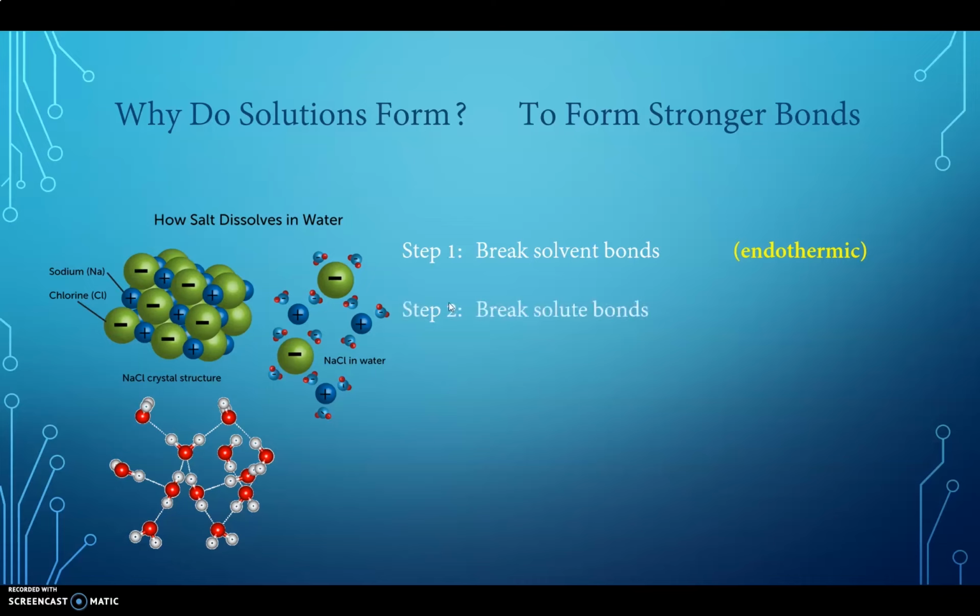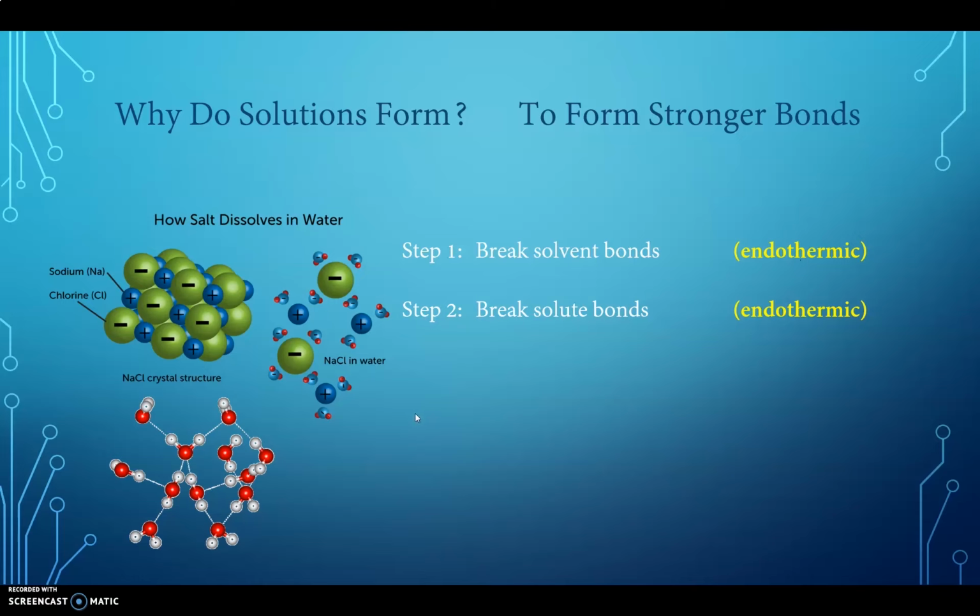The second step is to break the solute bonds. So we need to separate the sodium and chloride ions from each other, and just as with the water, breaking those bonds is going to take energy, which means it's also going to be an endothermic process. So at this point, things aren't looking real good, because we know that salt spontaneously dissolves in water, and we learned back in Chapter 7 that all spontaneous processes have to be exothermic, yet so far it's completely endothermic.